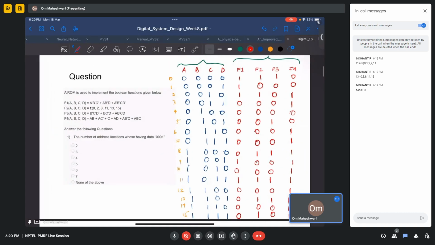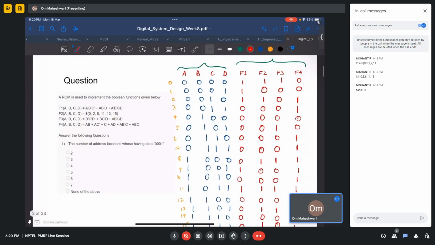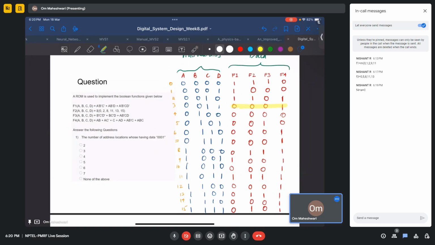Okay, so now the question says the number of address locations having data 0, 0, 1, 0, 1. So we have 0, 0, 0, 1 here, 2, 3, 4, 5, and 6. Right? So answer to this is 6.